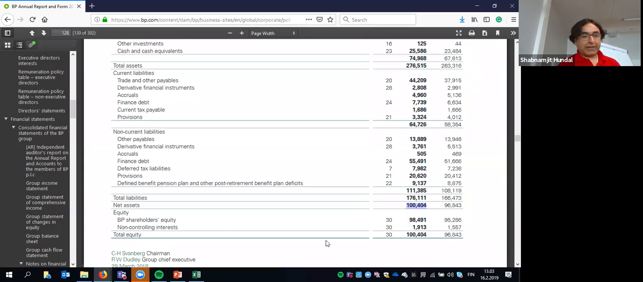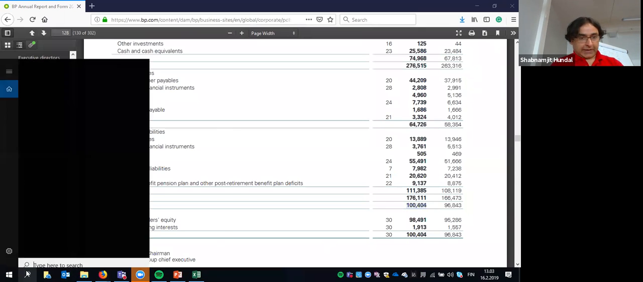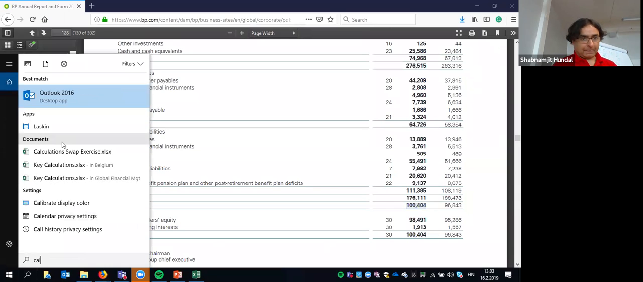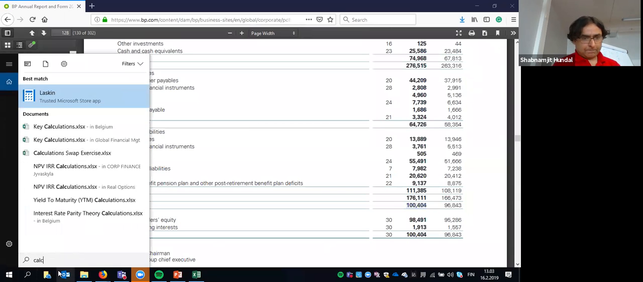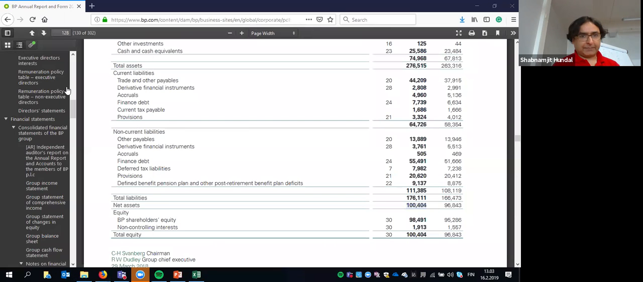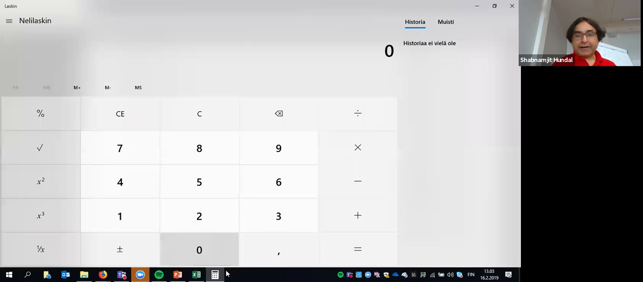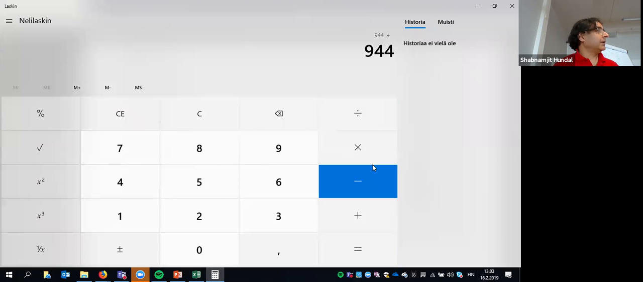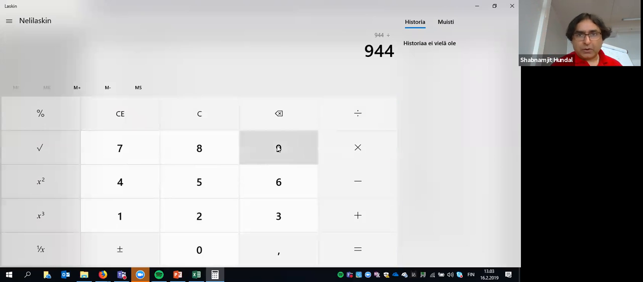Okay, so if I quickly divide 9474. Did I miss something? My apologies. What was the operating profit? 9474, in $1 million. Remember, they are in $1 million. So which means that 9474 is basically 9.4 billion.